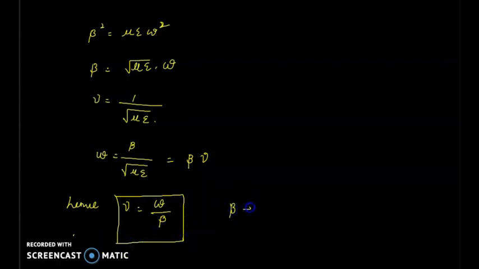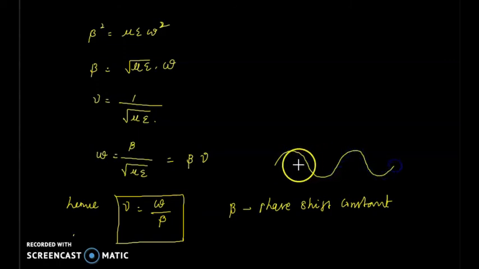Where beta is the phase shift constant. When an electromagnetic wave propagates through a medium, at some point there is a shift in the phase. This might happen because of attenuation; various kinds of media will cause a phase shift. So this is a normal phenomenon. So beta indicates the phase shift constant.